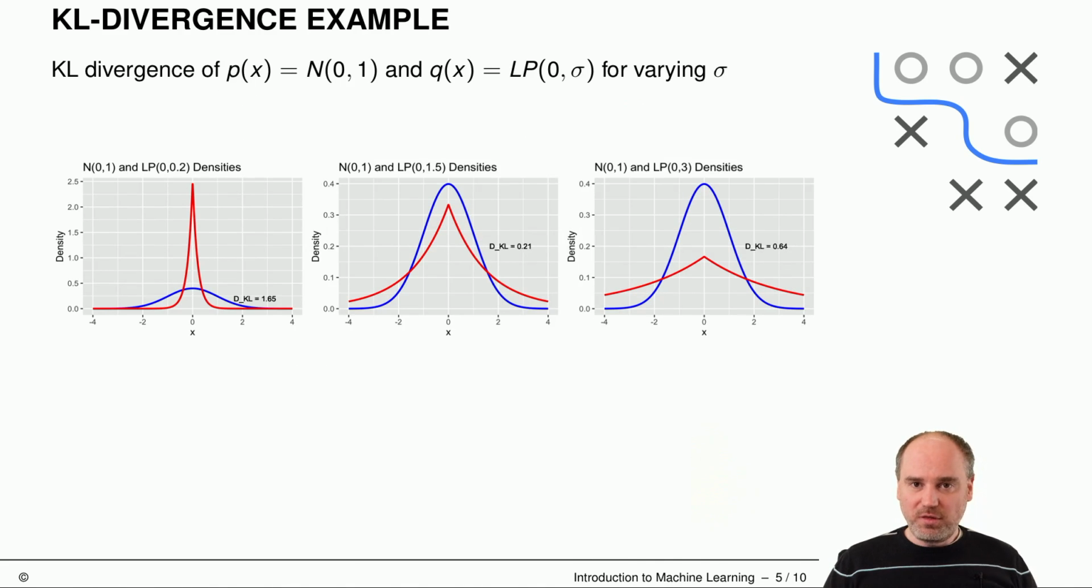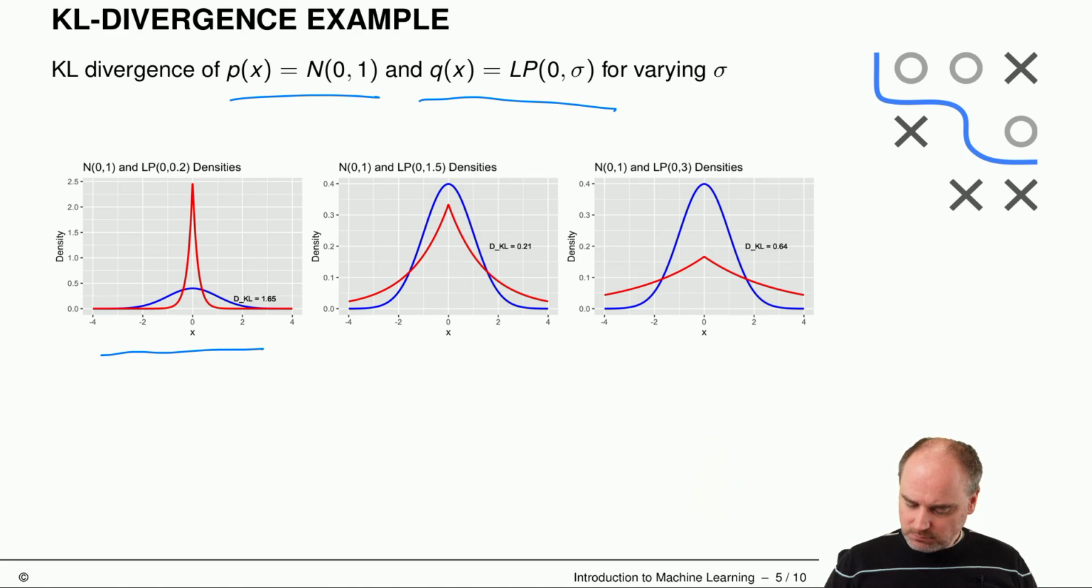Here is a further variation of what we did. So I will now, as before, use the standard Gaussian for P, and for Q, as before, I will use Laplace, but I will now use different values for the sigma parameter of the Laplacian. So here's a fairly peaked Laplace. Here is a somewhat medium-sized Laplace, and here is a very flat one.